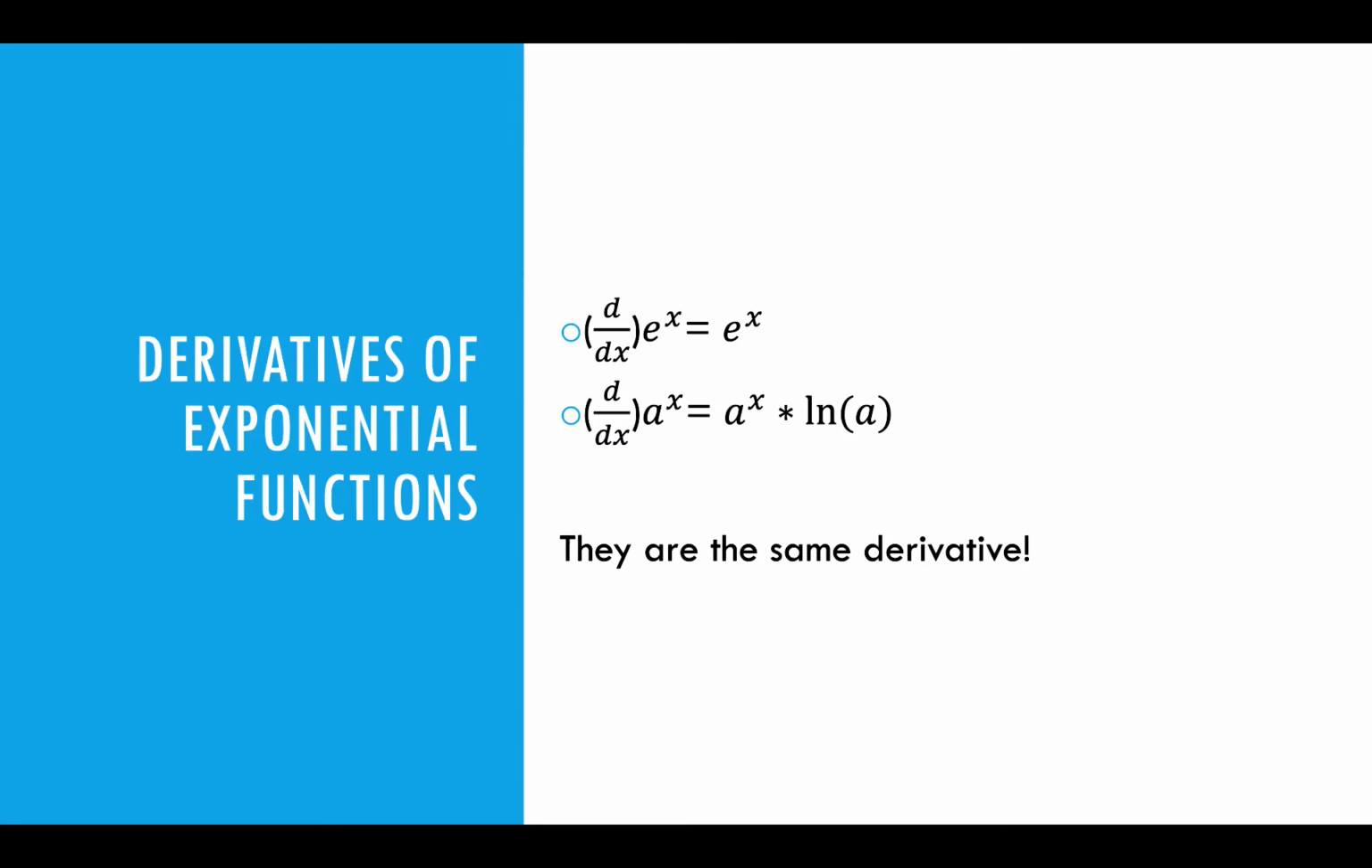Now, these are actually the exact same derivative, right? Because for e to the x, our base is e, so that would be e to the x times ln e. ln e is 1, so it's really just e to the x times 1, but we don't ever write that. We only write it as e to the x. So these are actually the same. You don't really need to memorize two different ones for this one unless you want to.